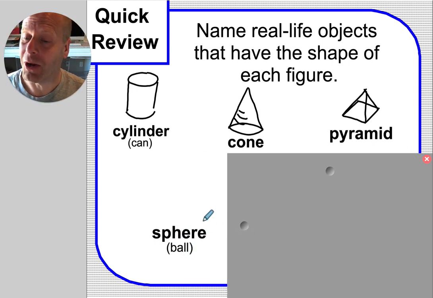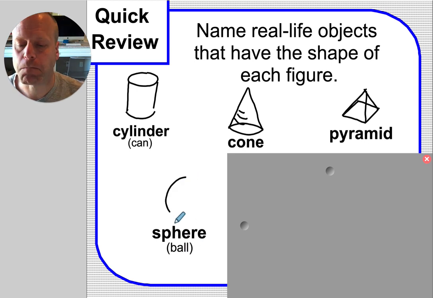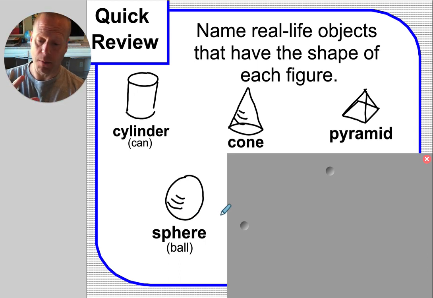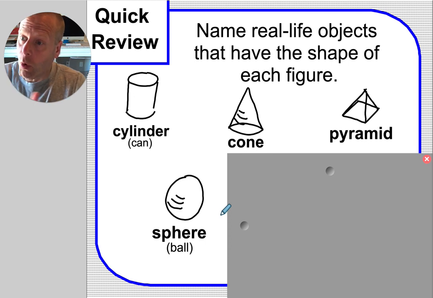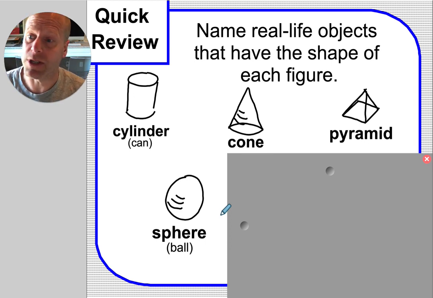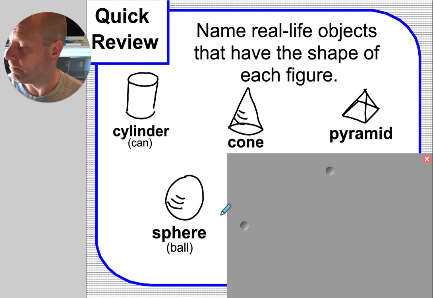A ball or a sphere. I'm sure we could look around your house and find about a million examples of these. These are not circles. They are round in shape. They roll really nicely, right? So a sphere, like a soccer ball, baseball, tennis ball, sphere. You could say ball if you wanted to. Some of these are tricky to say.